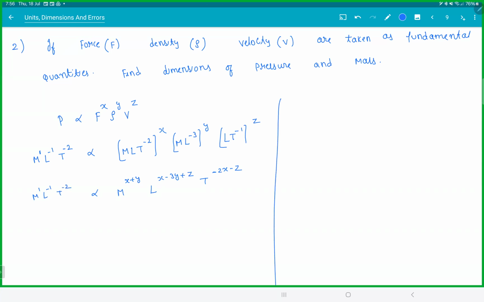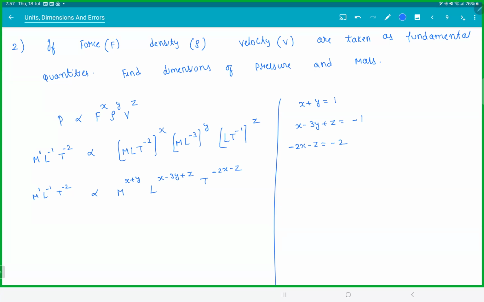Yeah, it's brute force solving. There's nothing there to think too much. So we have x plus y is equal to 1. Then we have x minus 3y plus z is equal to 1 minus 1. Minus 2x minus z is equal to minus 2.